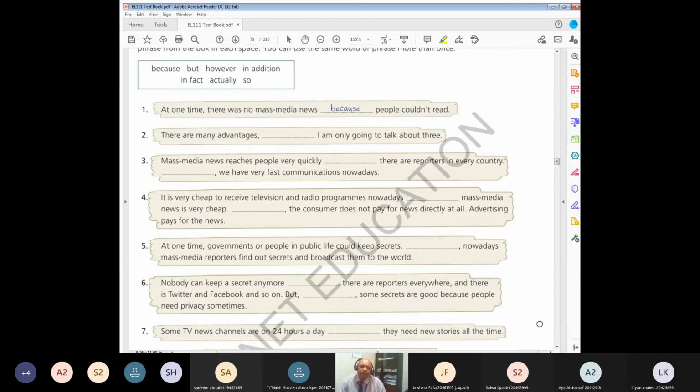With but, you don't finish a sentence and start a new sentence. But connects the two sentences together. But with however, you finish the first sentence, you put a full stop, and you start another sentence. Yes, they mean the same thing, but we use them differently. Always before however, there's a full stop. Yes. Thank you.